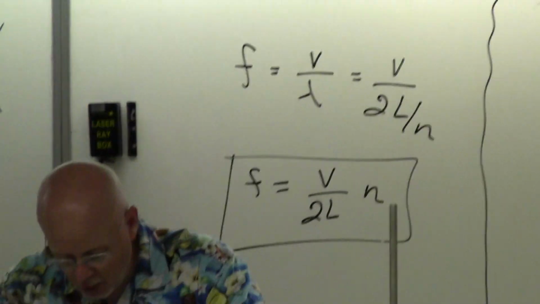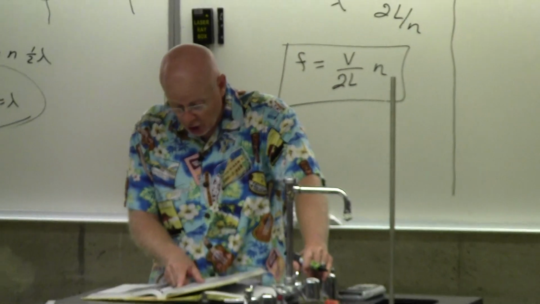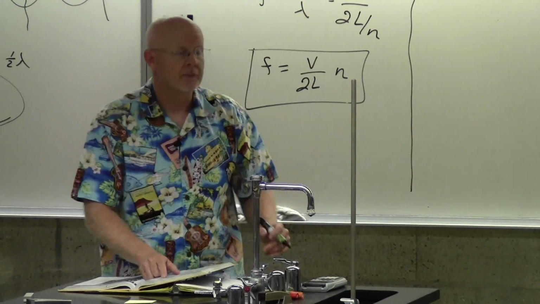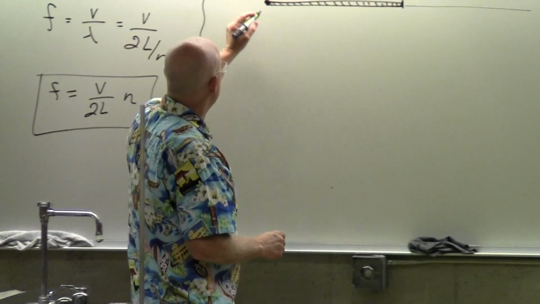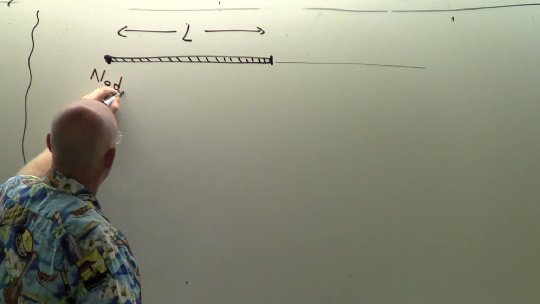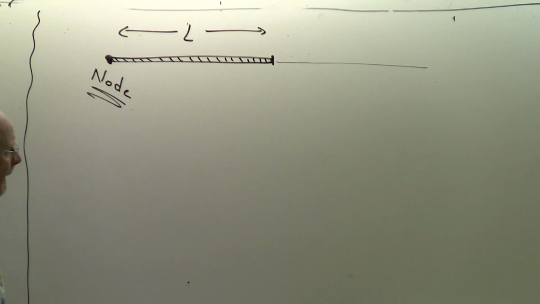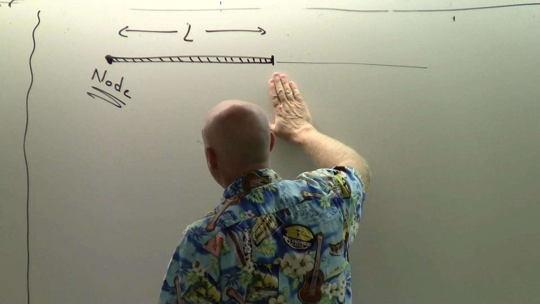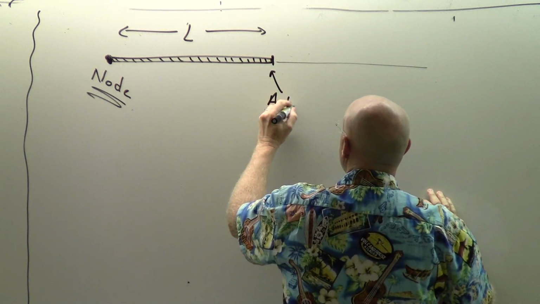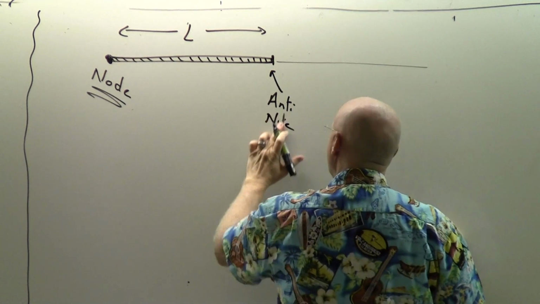A 2-meter long rope is tied to a very thin string so that one end is essentially free. So what they're trying to say is this end of the string is tied. That's like our first discussion. It's a node. But this end is free to move. So this end is an antinode. A node.